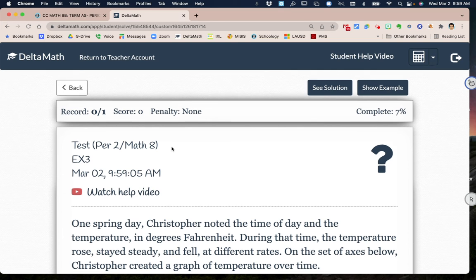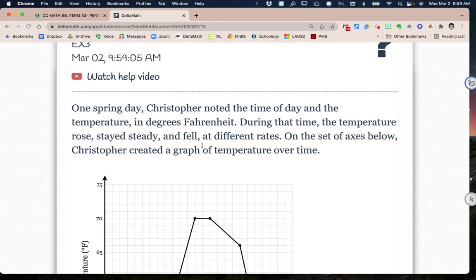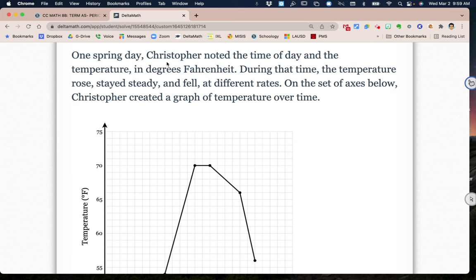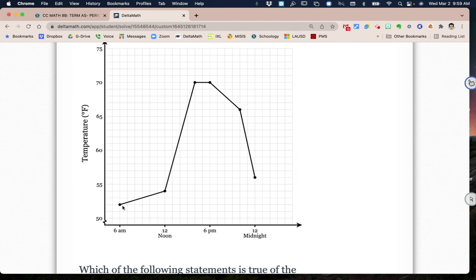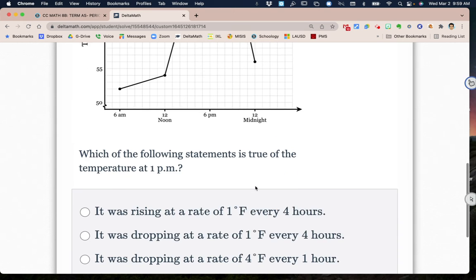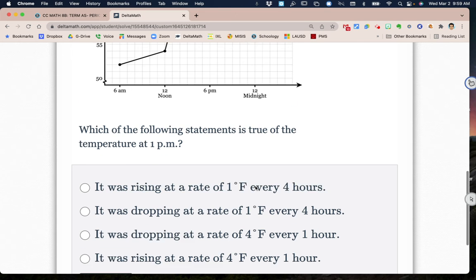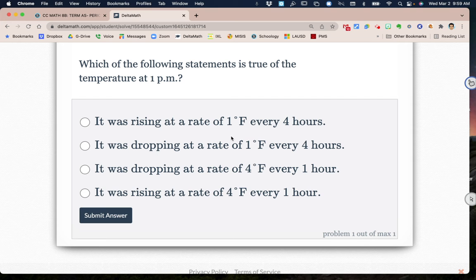Example 3, number 1. So basically they tell you a story, they describe a graph, and then they make the graph. So this is one spring day, Christopher noted the time of day and the temperature in degrees Fahrenheit, and they describe it. So it looks like the temperature increased and then increased at a faster rate, stayed the same, and then declined at a faster rate. Okay, so let's see what the question is. Which of the following statements is true of the temperature at 1 p.m.? And let's just look over the questions.